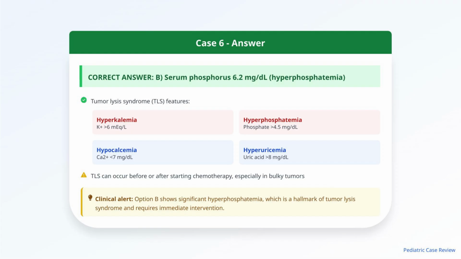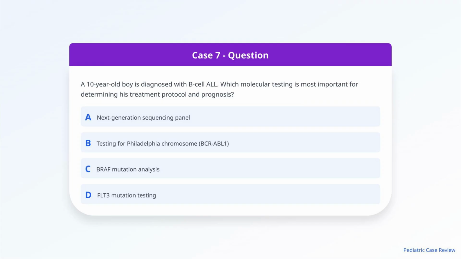In option A, the calcium level of 7.8 is slightly low but not significantly decreased, as would be expected in severe tumor lysis syndrome. Option C shows a normal potassium level, whereas tumor lysis typically causes elevated potassium above 6 milliequivalents per liter. Option D shows a normal sodium level, which is not typically affected in tumor lysis syndrome. As noted in the provided information, tumor lysis syndrome can occur either before or after starting chemotherapy, especially in patients with bulky tumors. Let's examine our seventh case.